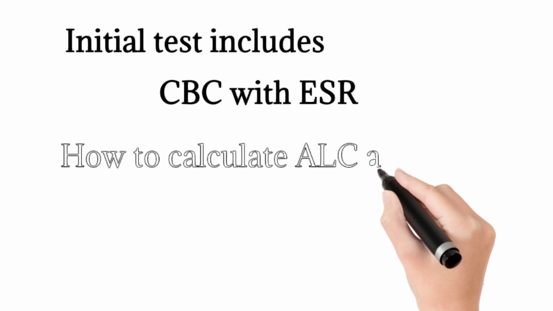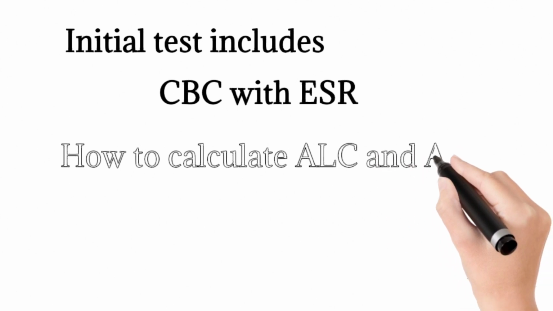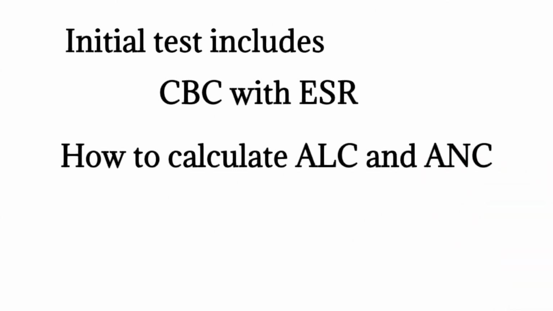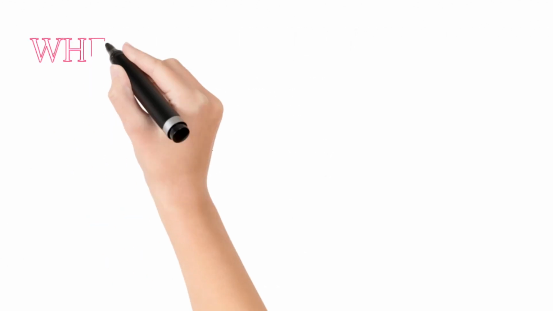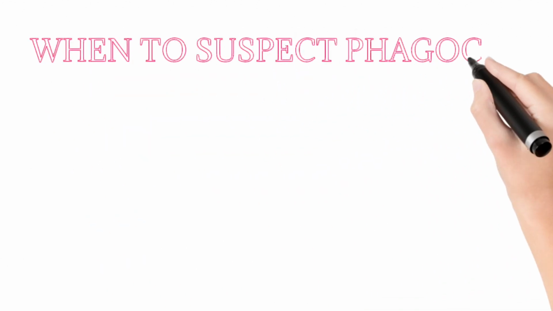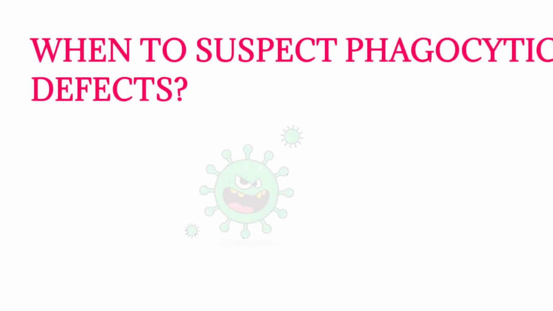First of all, you have to calculate the absolute lymphocyte count and absolute neutrophil count. Okay, if you have a problem, you can give a comment. I will try to solve your query. Okay, so when to suspect phagocytic defect?